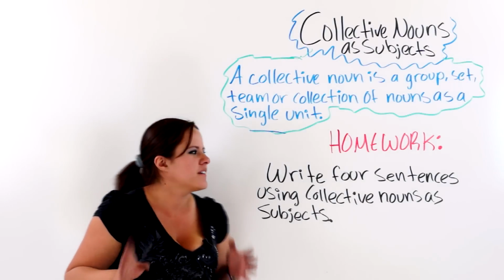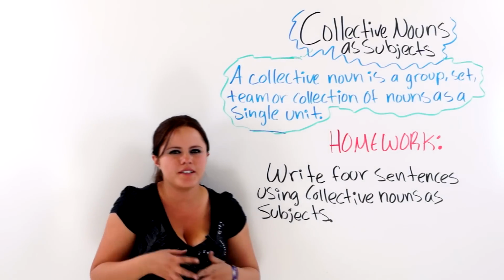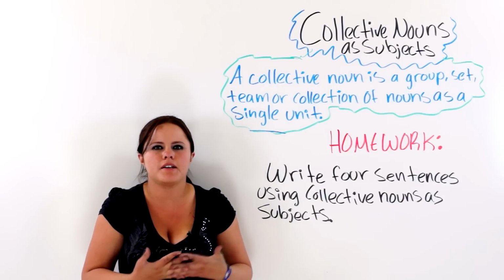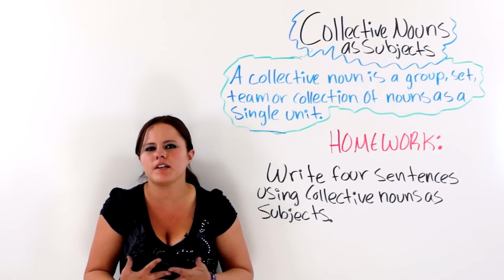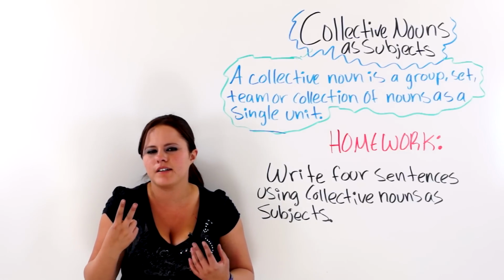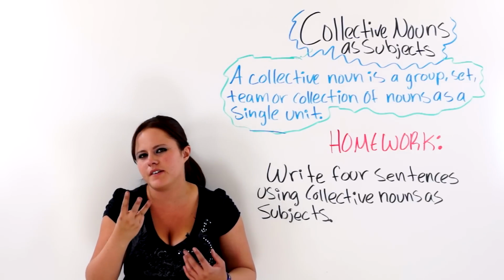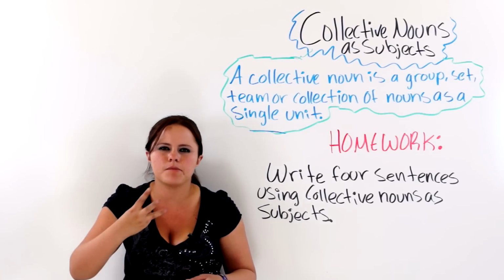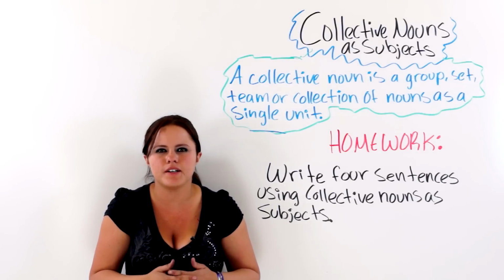For homework, you are going to write 4 sentences using collective nouns as subjects. Remember that a complete full sentence must have a subject, it must have a predicate, and it must most definitely make sense, okay? So try to use a common subject, verb, and object kind of sentence, all right?